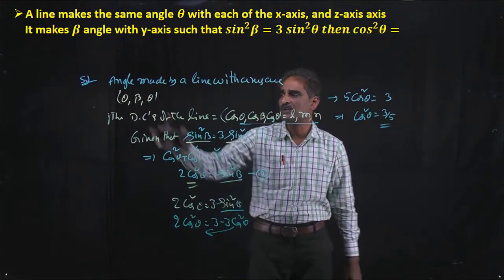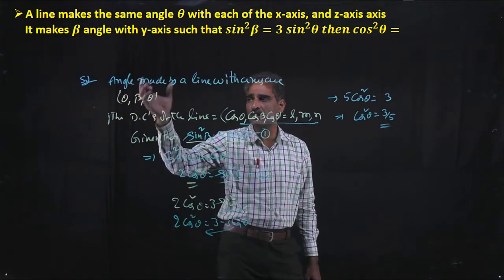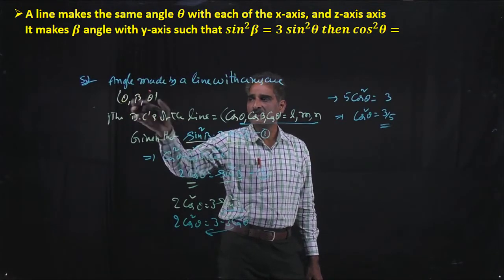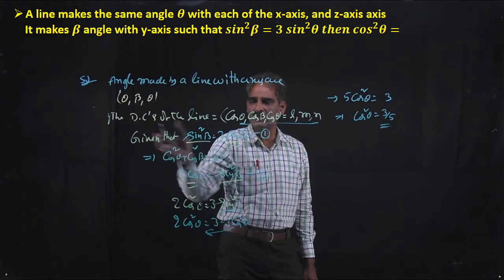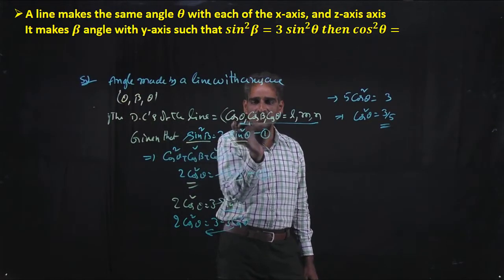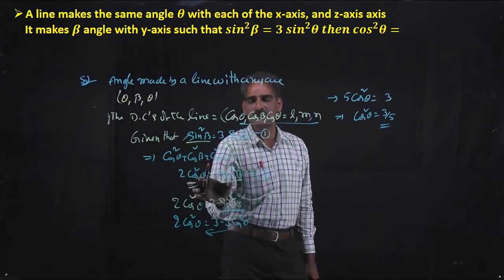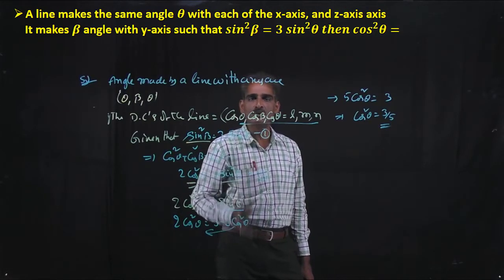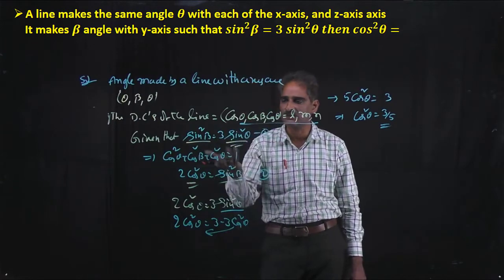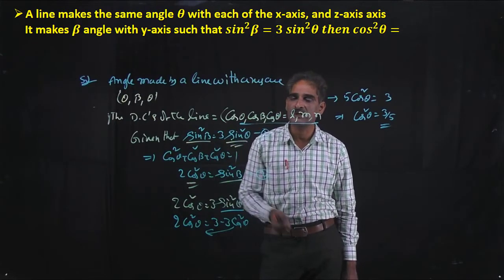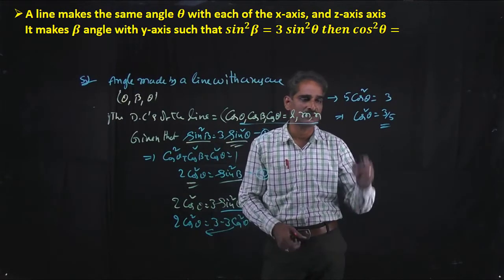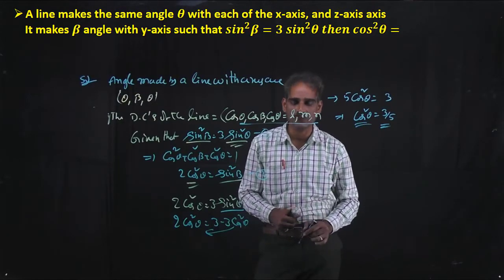We have been given that the line makes angles with the coordinate axes as theta, beta, theta. With the help of these three angles we can find out the DCs. We know that if these are the DCs, the sum of the squares is equal to 1. So we will get this condition. With the help of these two conditions, we eliminate beta, then we will get a relation in terms of theta. From this we can find out the cos square theta value.